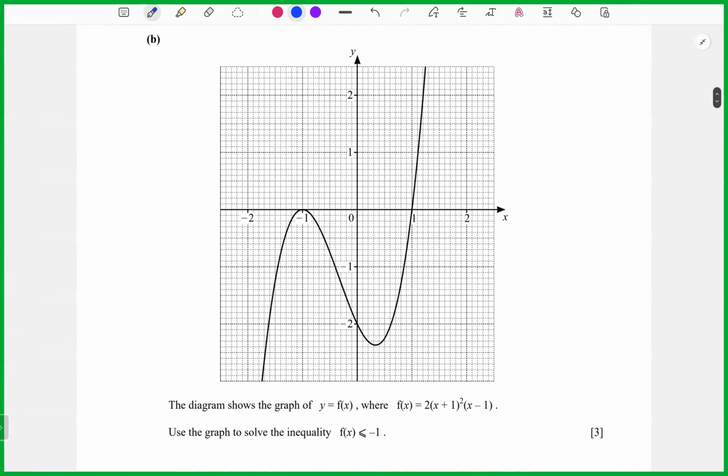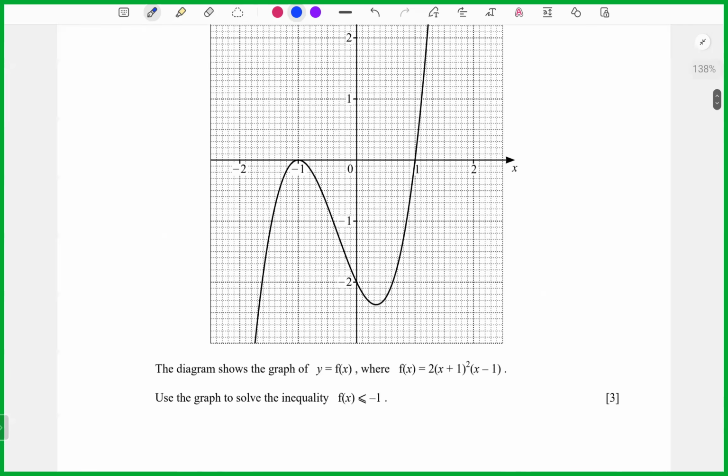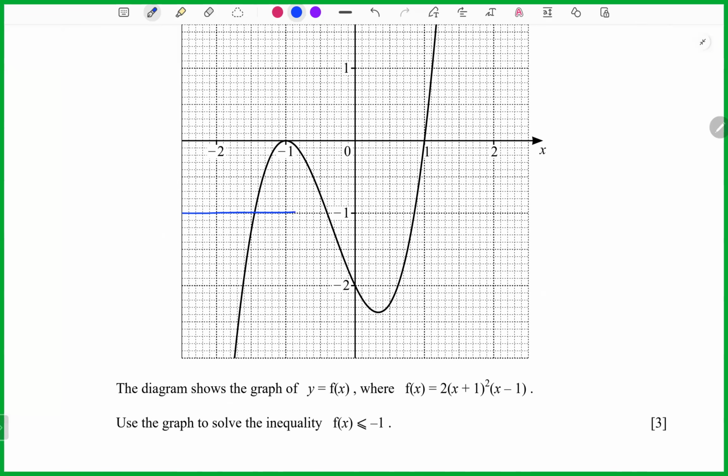The diagram shows the graph of y equals f(x), where f(x) equals 2 brackets square x plus 1, x minus 1. Use the graph to solve the inequality f(x) less than negative 1. So you need to take your ruler to draw a straight line as here.